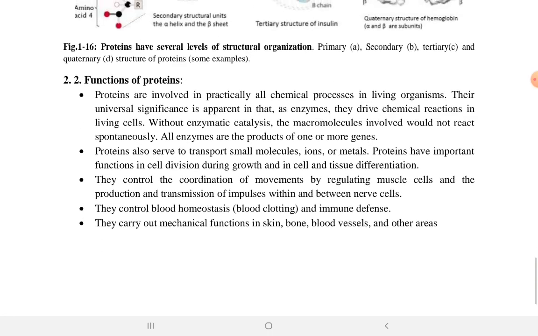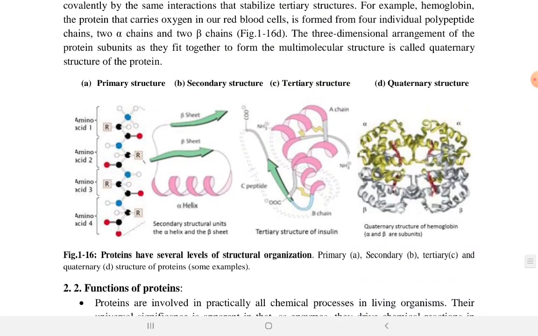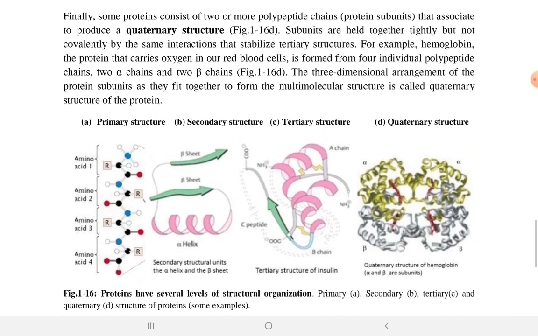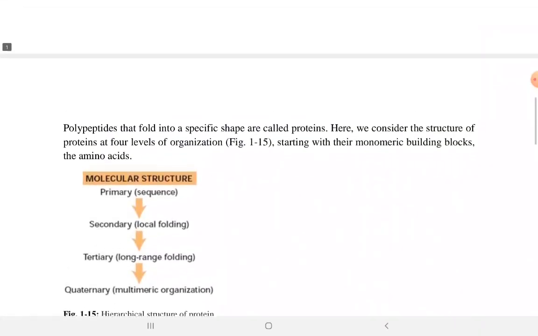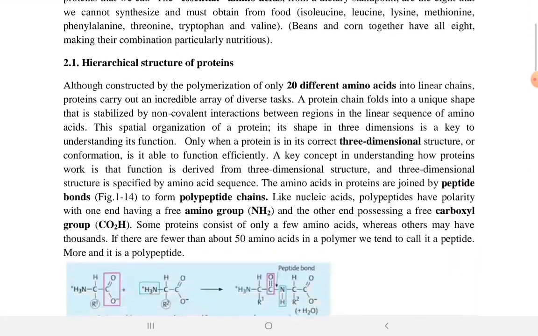So thank you very much. This is all about proteins and RNA, but this is the part on only proteins. We saw its introduction, what comprises proteins, what structures are found in proteins, and later the functions of proteins.